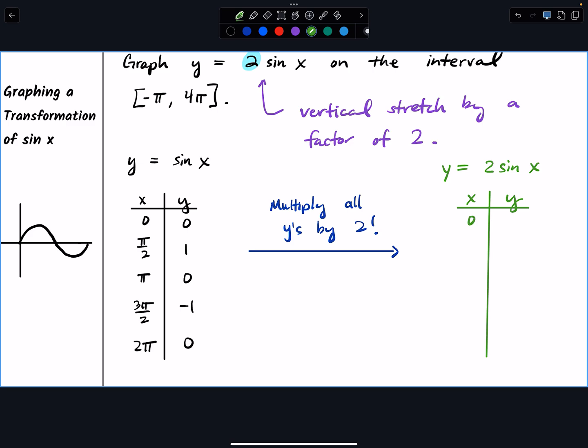So we have 0, pi over 2, pi, 3 pi over 2, and 2 pi. So take all your answers here and times them by 2. So 0, 2, 0, -2, 0. Questions? Does that make sense? Yeah?